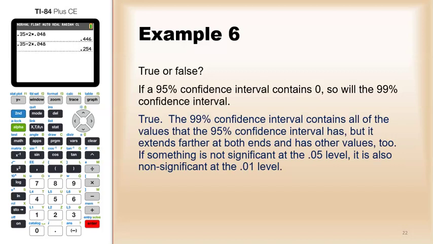Again, here's the reason. The 99% confidence interval contains all the values that 95% has, but it extends farther on both ends and has other values as well. So if something is not significant at the 0.05 level, it is also not significant at the 0.01 level. What that means is that if it's not significant, that means if the p-value is larger than 0.05, then it's going to be larger than 0.01 as well. So if the p-value is larger than 5%, it's also larger than 1%.